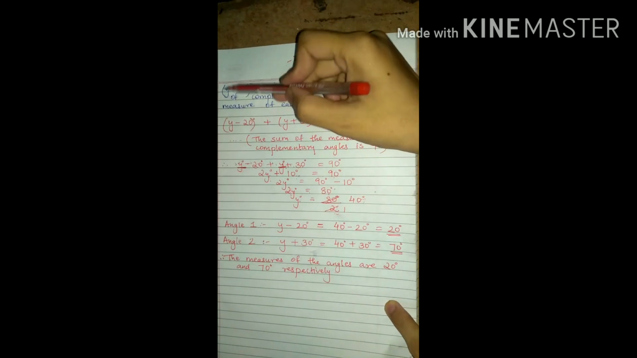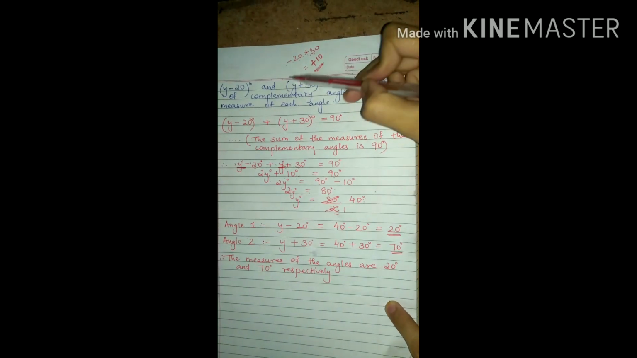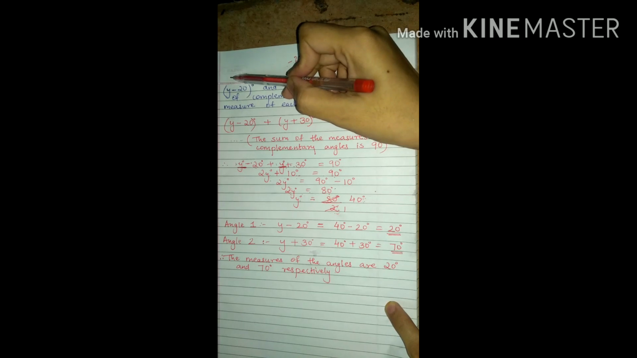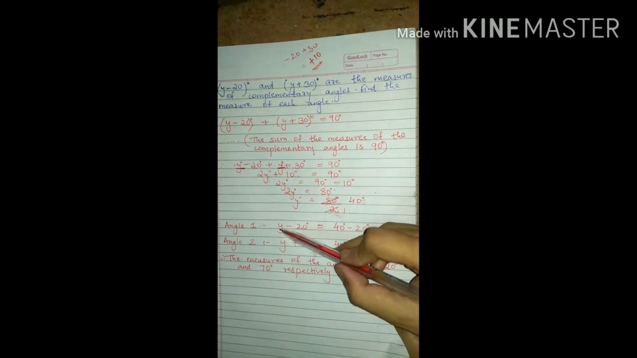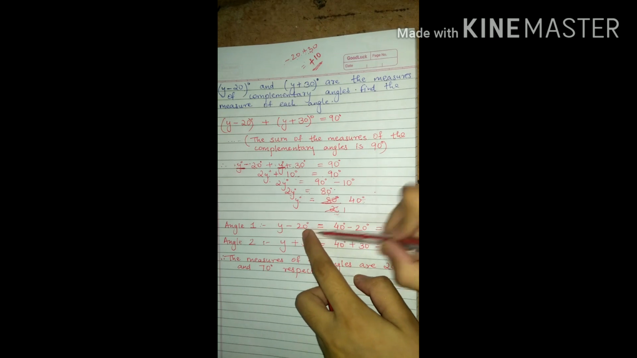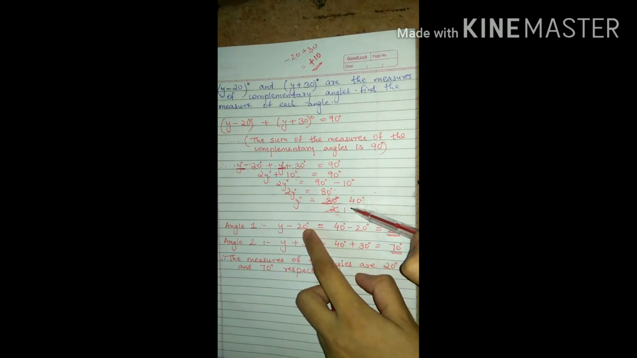We have to find what? This whole bracket is angle 1 and this whole bracket is angle 2. So we have to find this whole bracket and this whole bracket. So angle 1 is what? Y minus 20 is angle 1. Y, how much we got as y? Y we get as 40 degree.